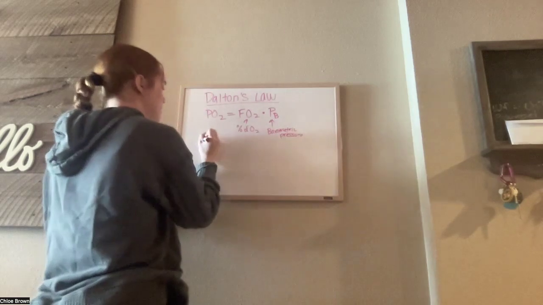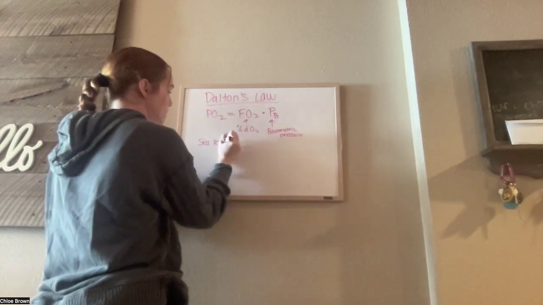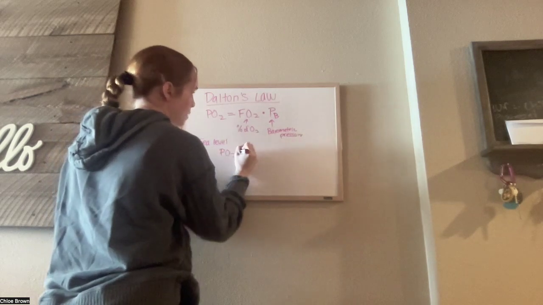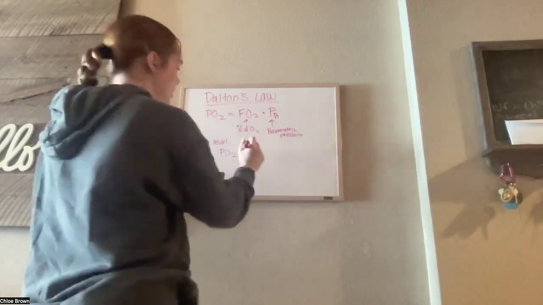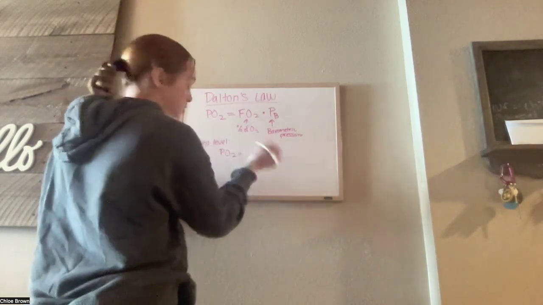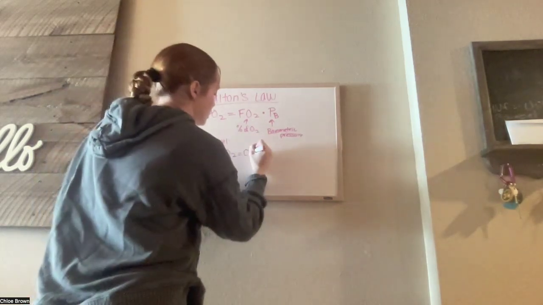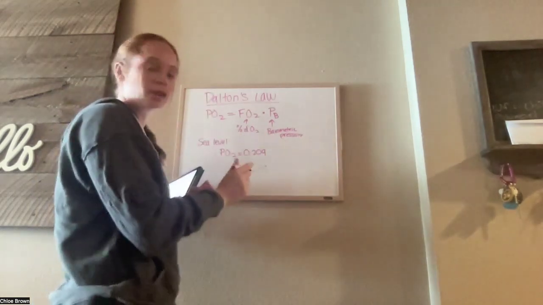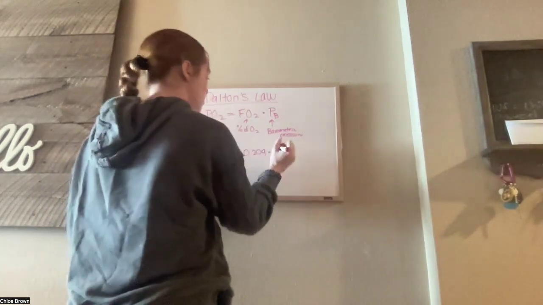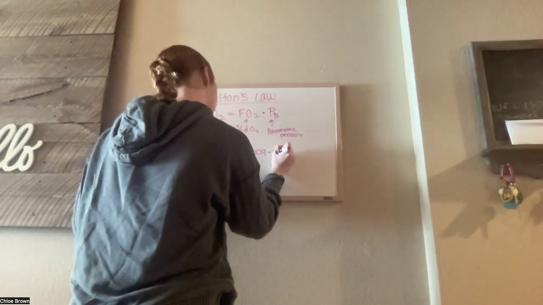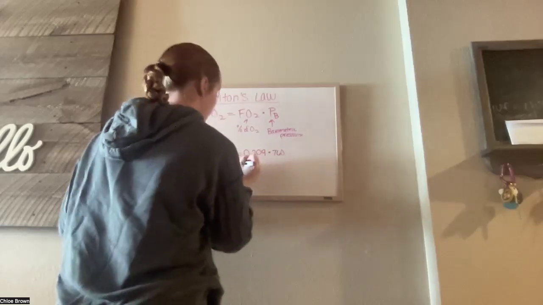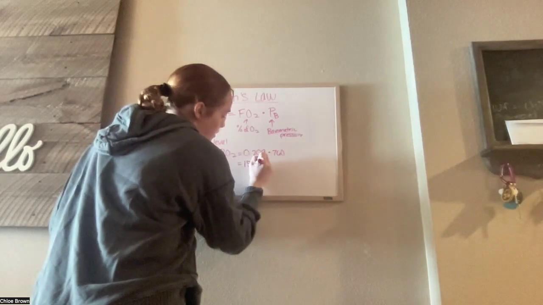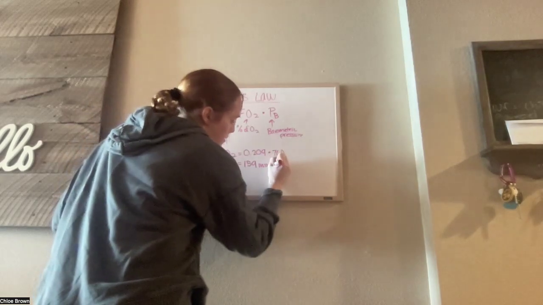So for an example at sea level, we know that the percent of oxygen is 20.9%, but it would be 0.209. And then we would multiply that by the barometric pressure at sea level, which is 760. And so then we would get the partial pressure at sea level is 159 millimeters of mercury.